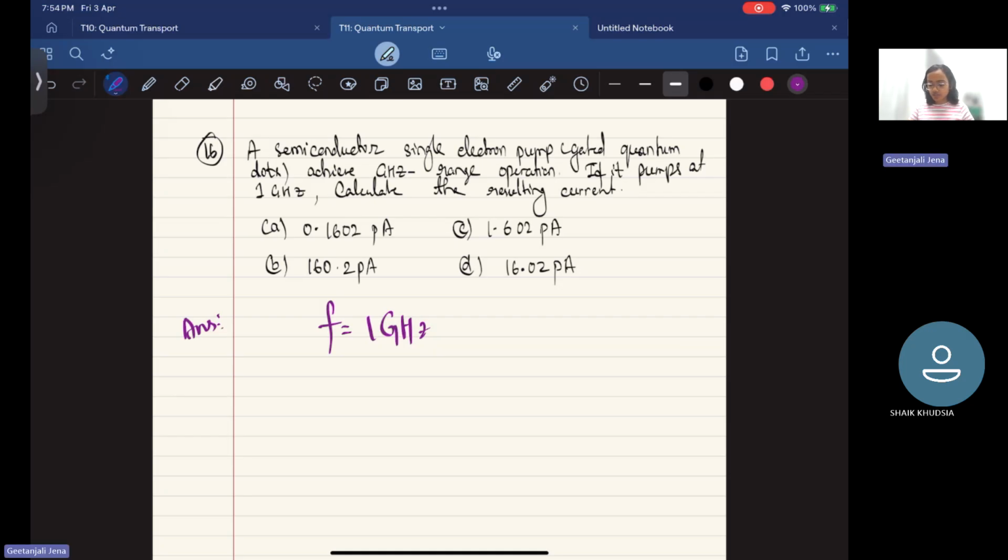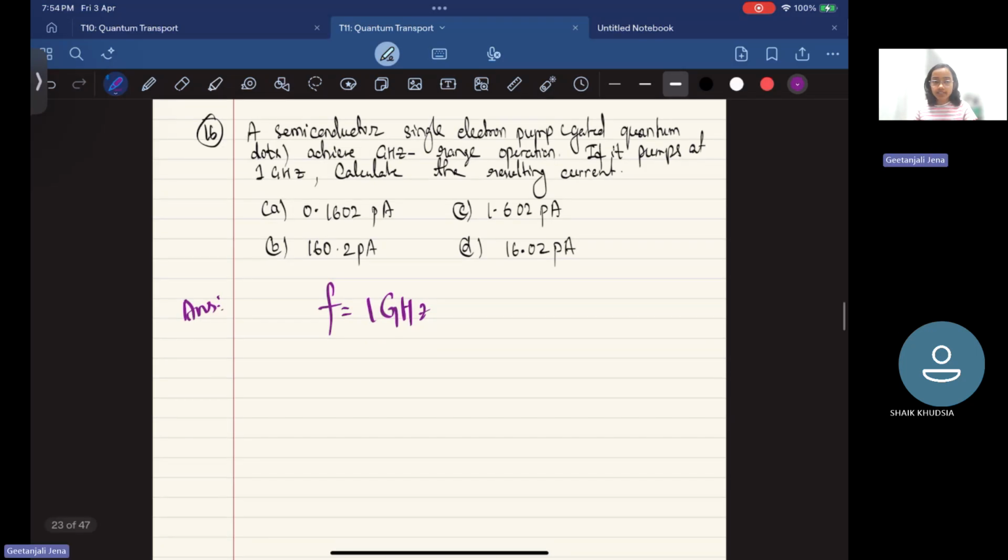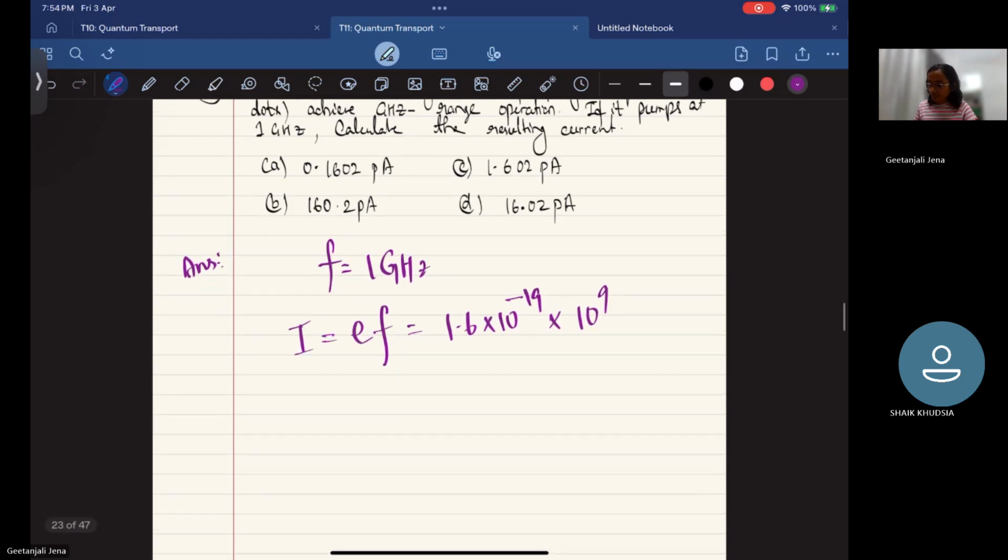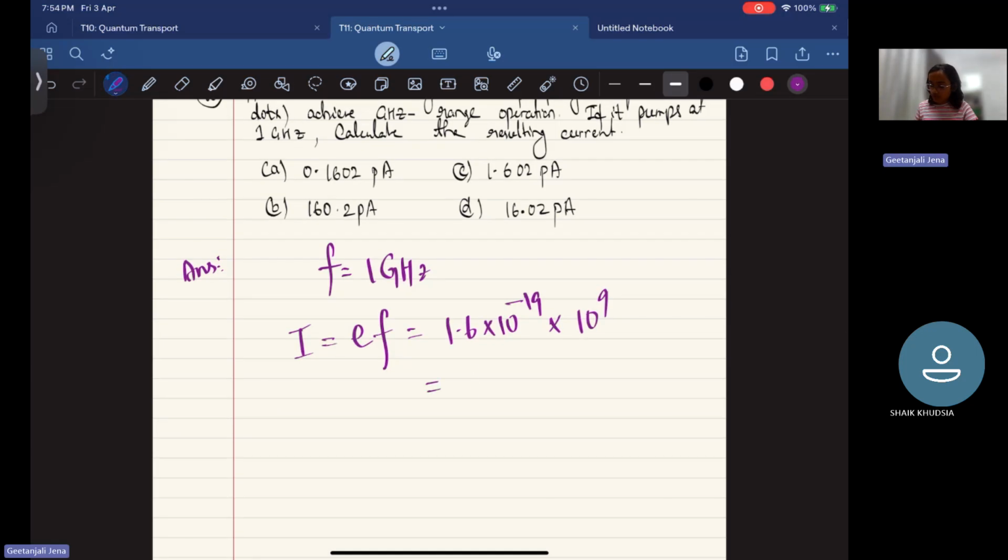Okay, so let me just go through these steps. You are given the frequency and it is a semiconductor single electron pump. So you can use this relation, I is E times F, is 1.6 into 10 to the minus 19, and frequency is given, 10 to the 9. So this will be 160 pico. So answer would be option B.